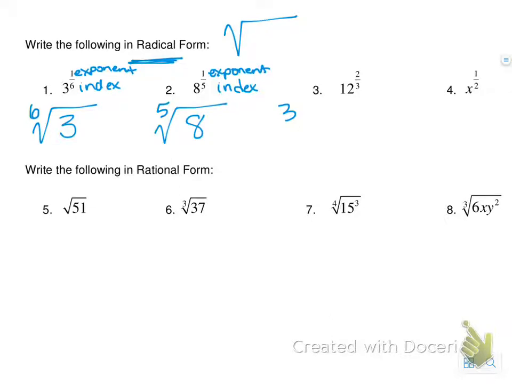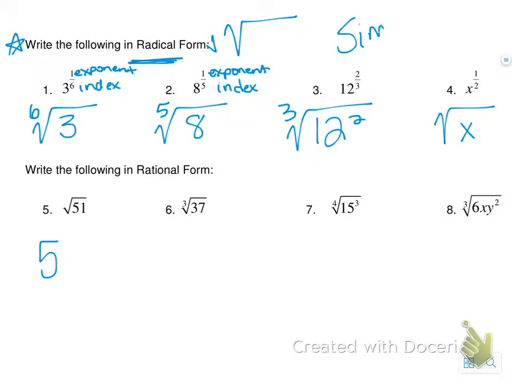Okay, so now let's check our answers. So you should have the third root of 12 squared, and next you should have the square root of x. Now, these are not asking for any simplification, just changing form, so make sure you read directions. Because if I had asked you to simplify these, then right here you would get the cube root of 144 and break it down and so on. So that's how those work.